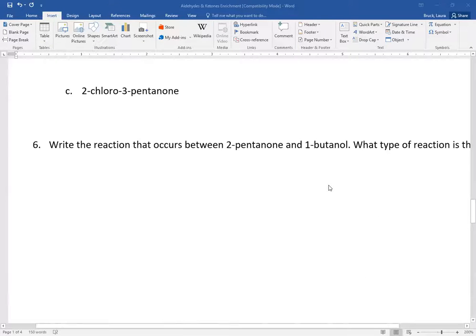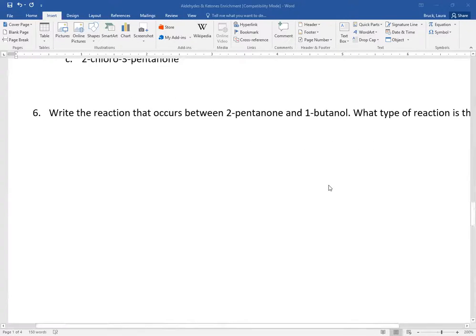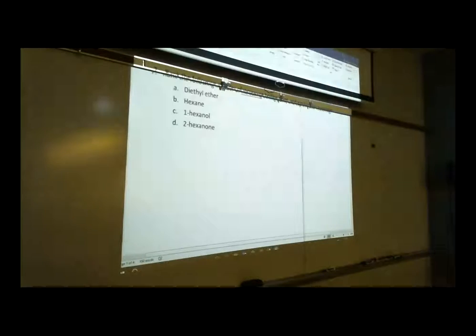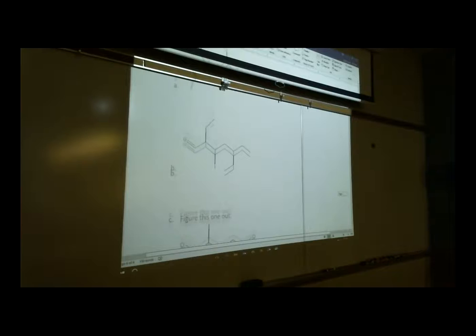Number 6, here's the reaction between 2-pentanone and 1-butanol, type of reaction. And then number 7, rank in order of increasing boiling point. So again, pause the video, try it for yourself. When you're ready to see the answers, hit resume. You can also just download the entire PDF from the course website, try the whole thing, and then watch this video when you're ready. So now we're going to go over these today. So let's do some naming.